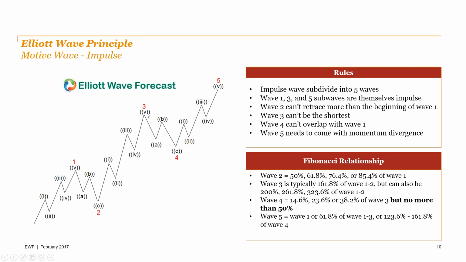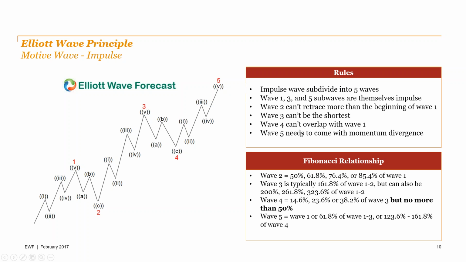Okay? Usually it's the longest wave, but sometimes wave 5 is the longest wave. But most of the time, I would say 80-90% of the time, wave 3 is the longest wave, but it cannot be the shortest wave. Wave 4 cannot overlap with the price territory of wave 1. So you see wave 4 here cannot overlap with the top of wave 1.